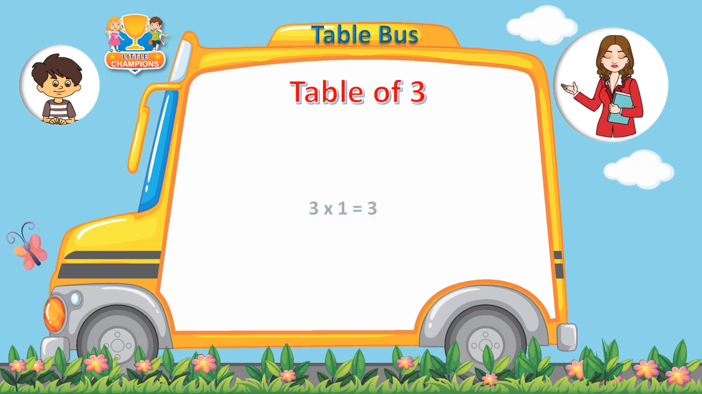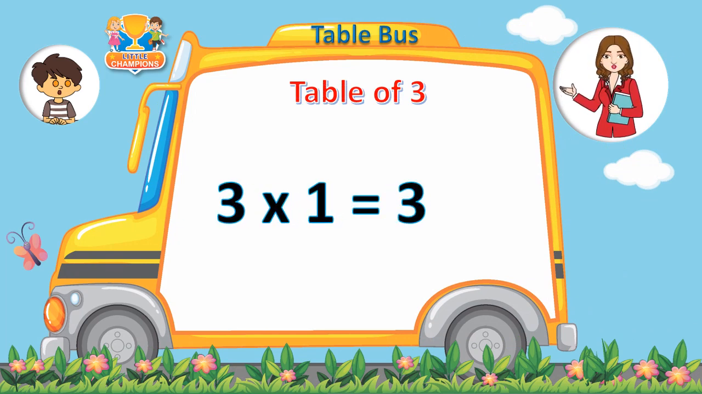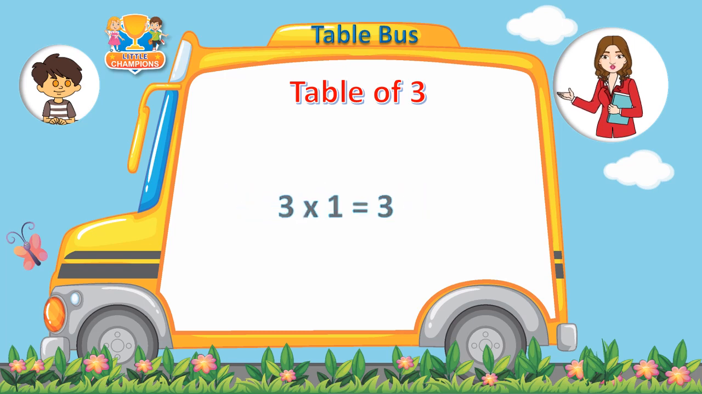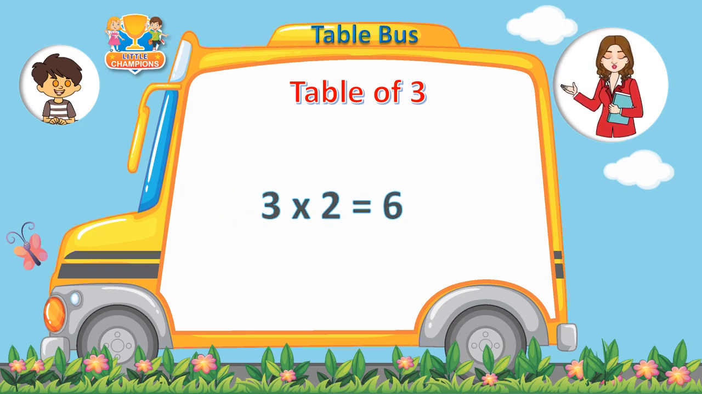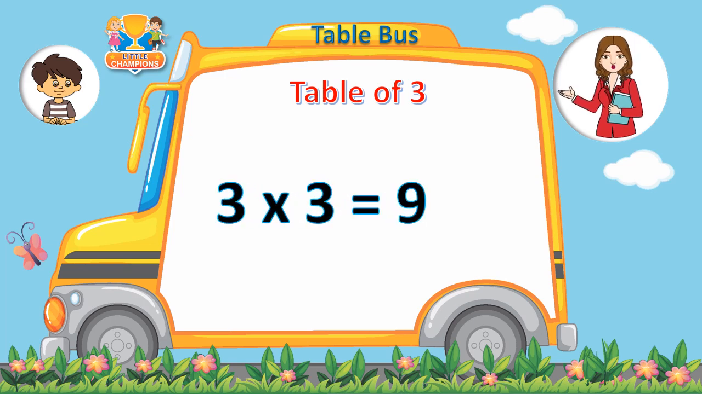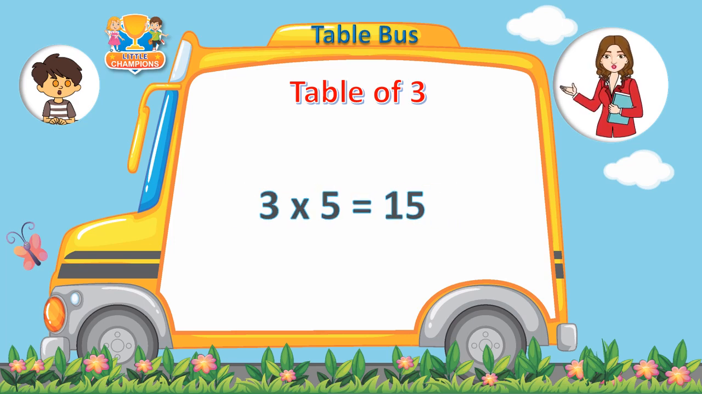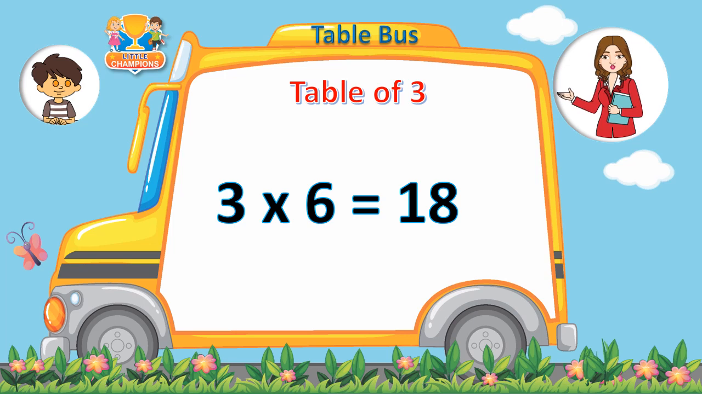Table of three. Three ones are three. Three twos are six. Three threes are nine. Three fours are 12. Three fives are 15. Three sixes are 18.